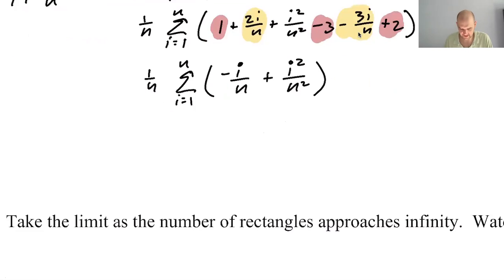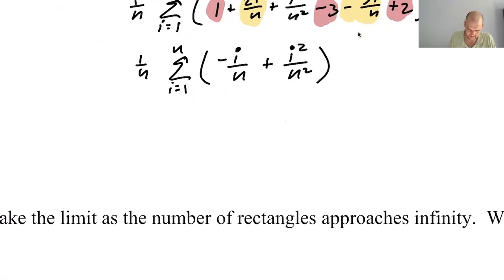Now I'm going to break it out. I'm going to factor out everything except the i stuff, right? I'm taking negative 1 over n out. So I get negative 1 over n squared.